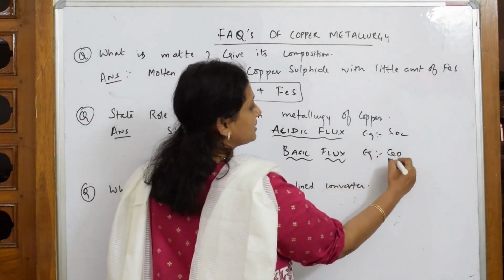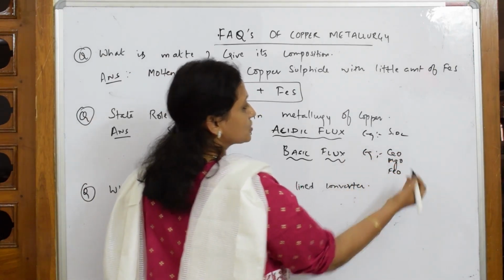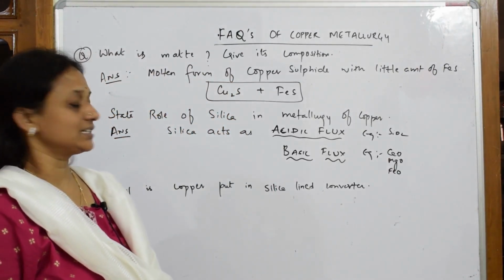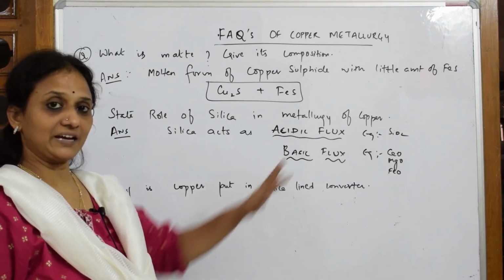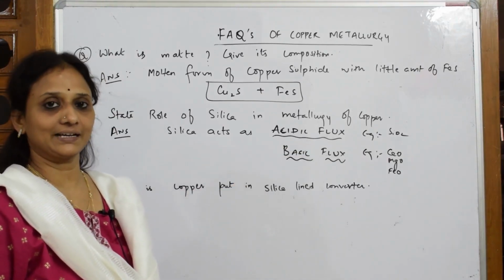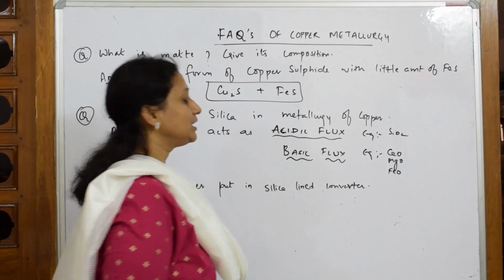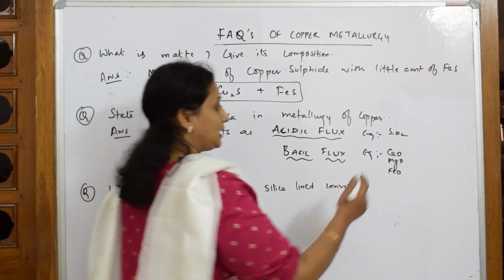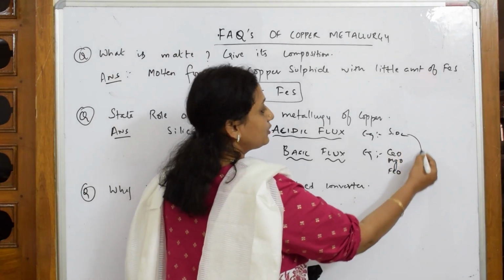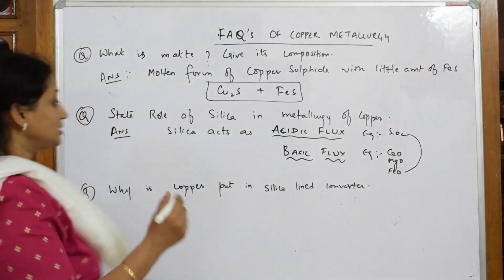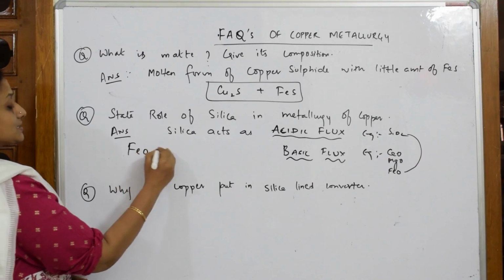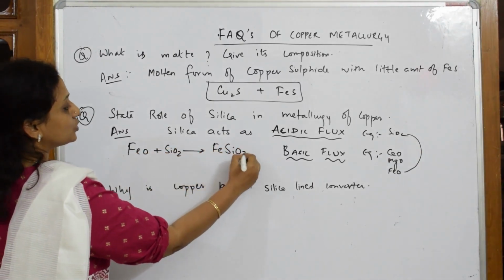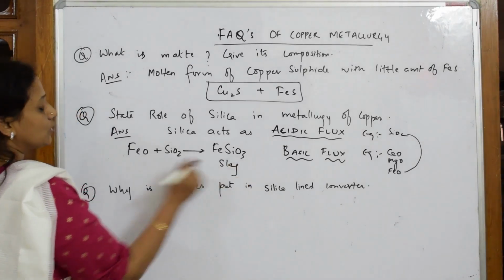Calcium oxide, magnesium oxide, iron oxide. If I take this acidic flux and this basic flux, and add both, I'm going to get a slag. Now, what are we going to do in the metallurgy of copper? I'm going to take the silica and add it to FeO. So FeO plus SiO2 combines to form a slag, FeSiO3. This is your slag.